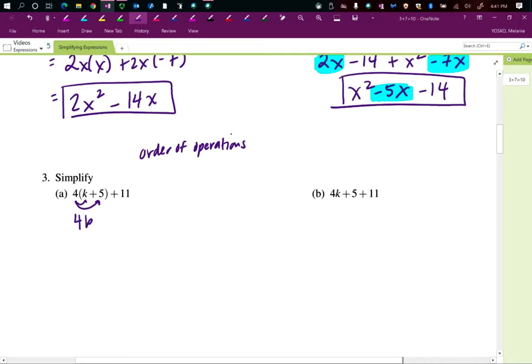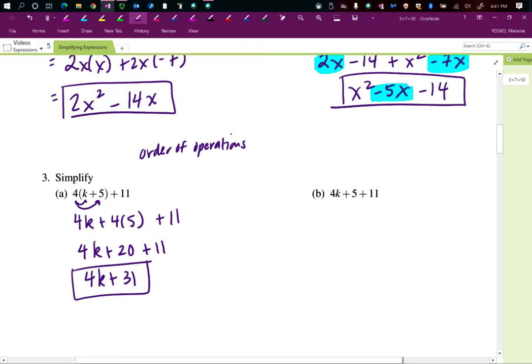So we get 4 times k plus 4 times 5. And then we have the plus 11 at the back, just kind of hanging out. So we have 4k plus 20 plus 11. We get 4k plus 31. And that is how you simplify that.